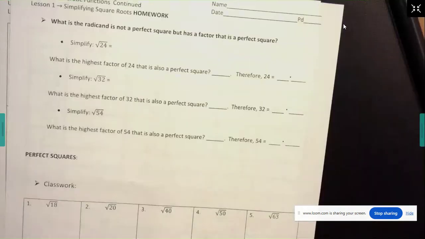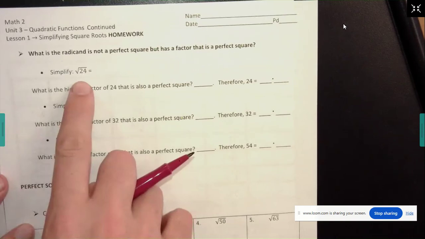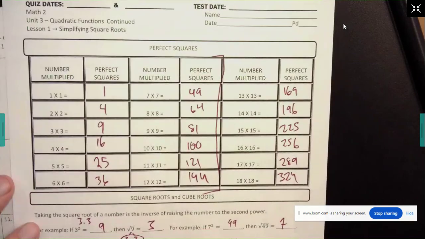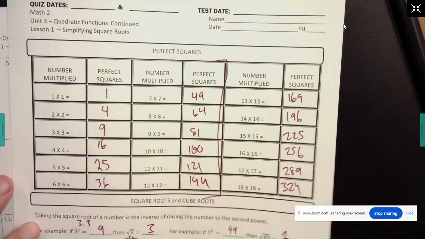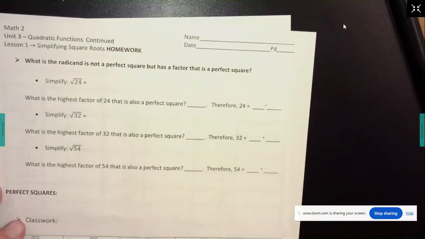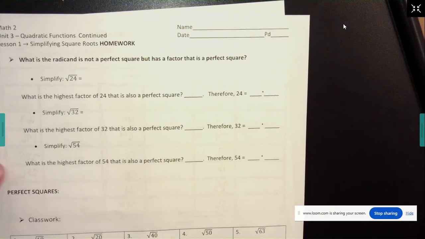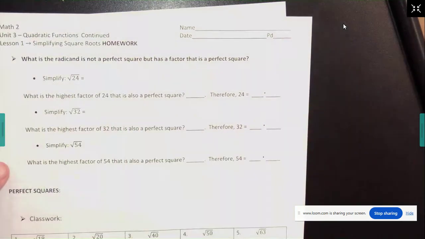Here's the deal. Sometimes we don't get perfect square roots. So it says simplify the square root of 24. Well, if we look at my list over here, I don't see 24 anywhere. So we're going to have to do something different. We don't have an automatic perfect square root, right? Perfect square roots give me just one number. The square root of 25 is 5. Cool. The square root of 81 is 9. Awesome. The square root of 24 doesn't give me a nice, pretty number.